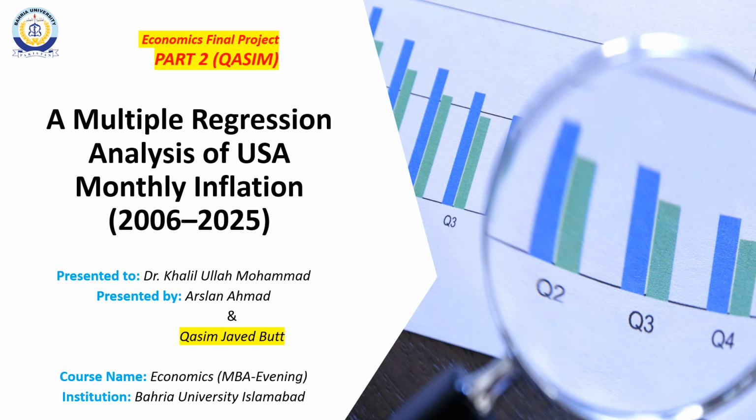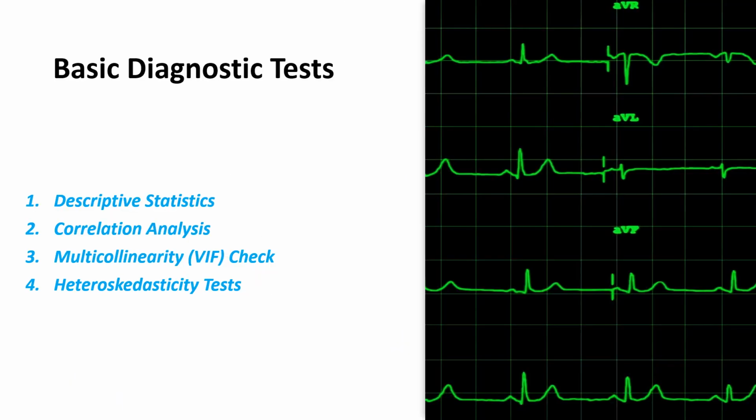For that, we're going to first do a basic series of tests such as descriptive statistics, correlation analysis, multicollinearity, and finally a heteroscedasticity test. The purpose of these tests is to confirm whether our data is behaving normally as we expected, whether the variables we selected are meaningful or redundant, or whether any sort of error is impacting our results.